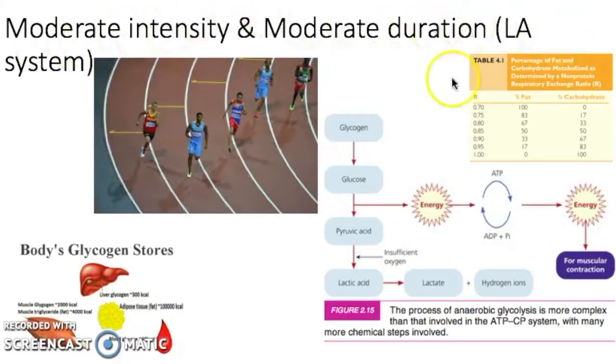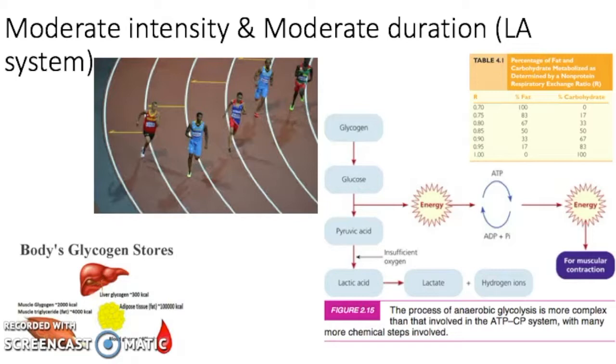An example of when the lactic acid system would be used is in a 400-metre run. This is because it's got a moderate intensity and has a moderate duration. A 400-metre run would last roughly around 1 minute. The lactic acid system can provide energy for roughly around 3 minutes.